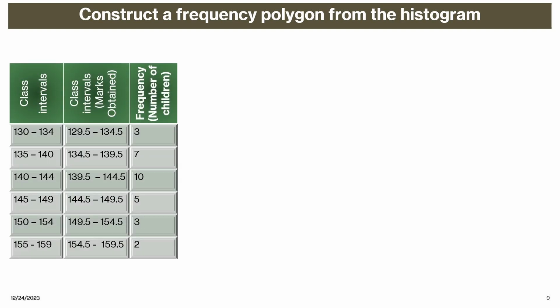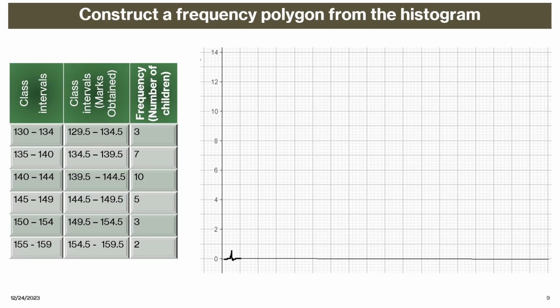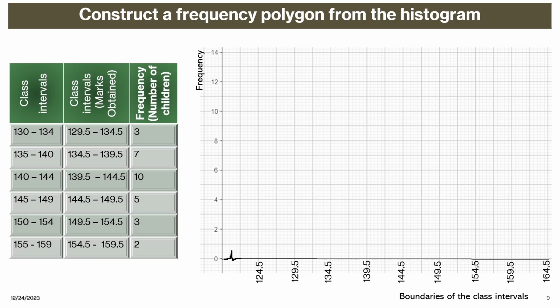In that example, we had two issues to fix. Number one, there's a gap between the upper limit of the class interval and the lower limit of the next class interval. And the second, the scale on the x-axis started from 130. We learned to draw a histogram by fixing these two issues. Once we have constructed a histogram using the same steps, we can construct a frequency polygon.